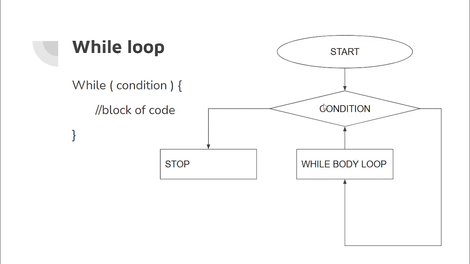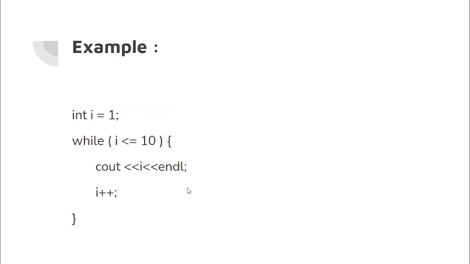This is the flowchart of it. First we start the program, then we have the condition. If the condition is true, it will go back like this, and the while body will come back, and if it is false, it will stop. So this is the basic idea. Now let us see an example of that.